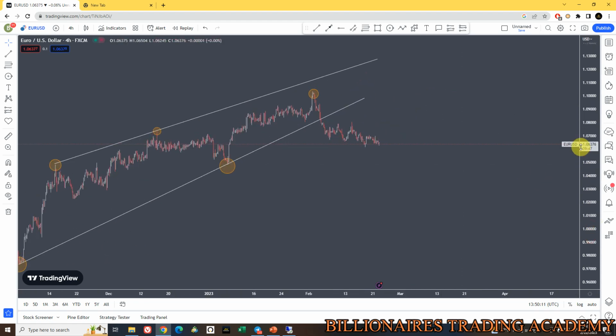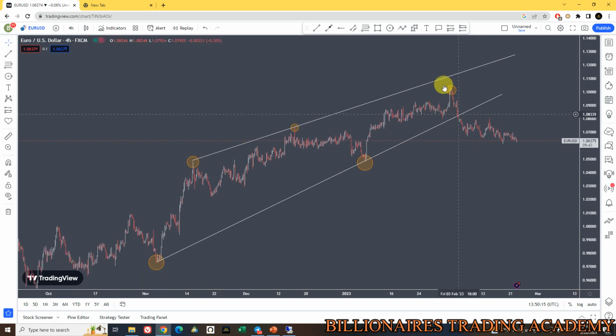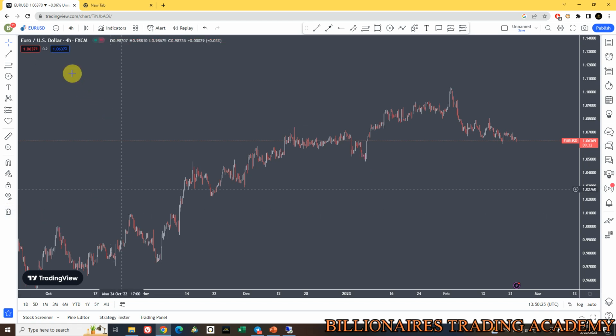Now, I want to talk about patterns. This is a pattern that it has made. And of course, from the pattern, I was able to tell that it was going to go down, right? So basically that is how you draw trend lines. Go and practice how to draw these trend lines.